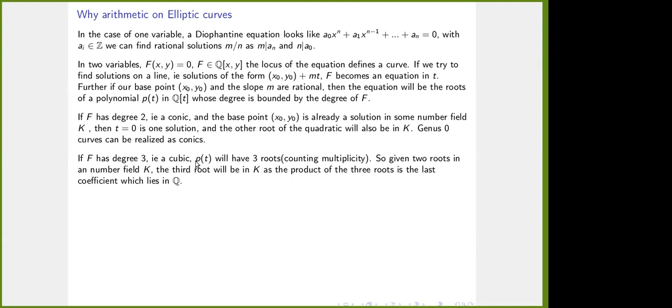This polynomial p will have degree 3, and there might be repetitions, there might be multiplicity, so I'm counting with multiplicity. Assuming that two of the roots are in k, the third root, because the product of the three roots is the constant term of p, will also be in k.